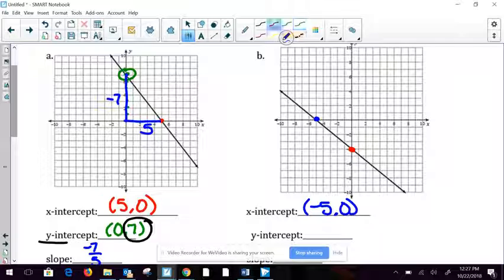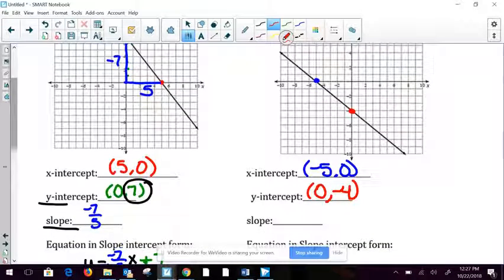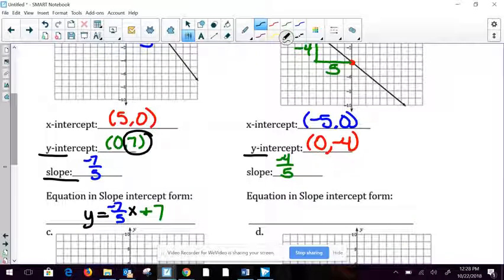And what about that y-intercept again? Where does that one cross? At (0, -4), good, watching those negatives. Good job. So now that I have my two dots, I can go ahead and find my slope in between. To get from blue to red, I go down 1, 2, 3, 4. So I show that with the negative. And right, 1, 2, 3, 4, 5. So I have negative 4 over 5 as my slope.